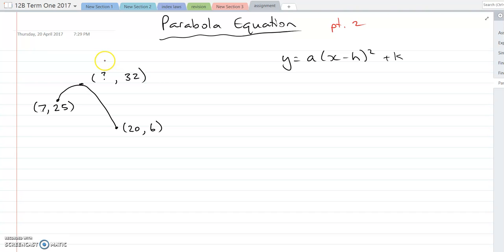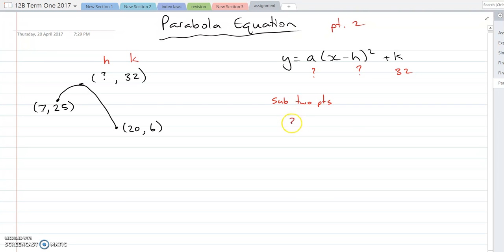So this is my h and k. My h I don't know, so this is unknown, and all I know is that k is 32. But I do have 2 points I can sub in to this equation now to solve this. So let's sub these 2 points.